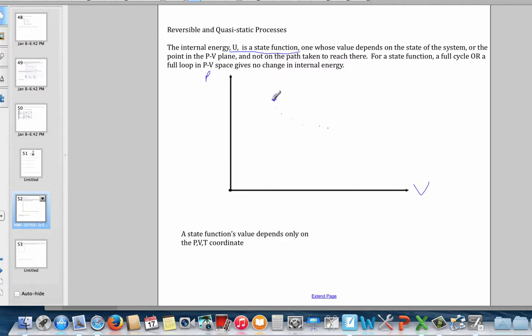Now, because it depends on the state of the system, if you start at this point and then return any way to that point, then the system should be in exactly the same state. So for a full cycle, there should be no change in internal energy. Now, there is work done and there's heat flow, and both of those depend on the area of the loop. For instance, if work was out, then heat would be in, and that would be, say, like an engine. Alternatively, if work was in and heat was out, then that could be perhaps an air conditioner or a refrigerator.